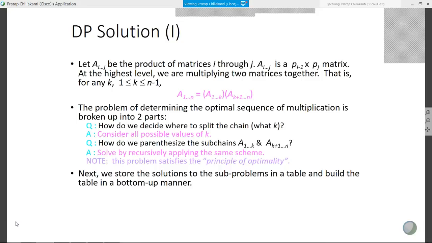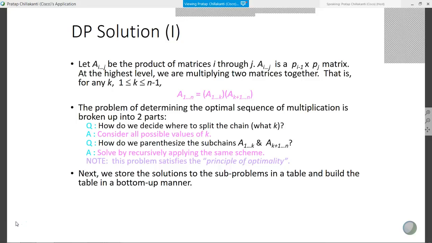You break that entire optimal sequence of multiplication into two parts. That's what this bullet is saying. One is, what is the value of k at which you will split? And how do you parenthesize the subchains? Once you know that k, then A1 to k would be one parenthesis, and A(k+1) to n is another one. How do you parenthesize and solve it? You do the same thing recursively.